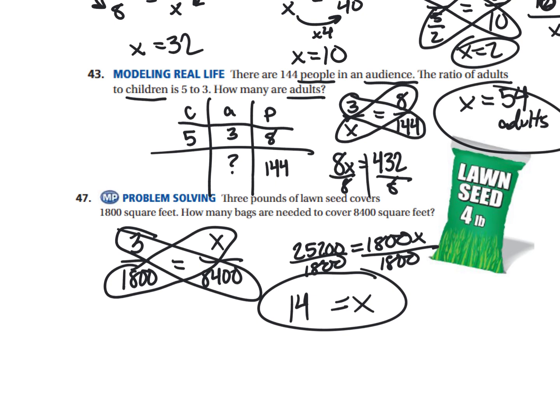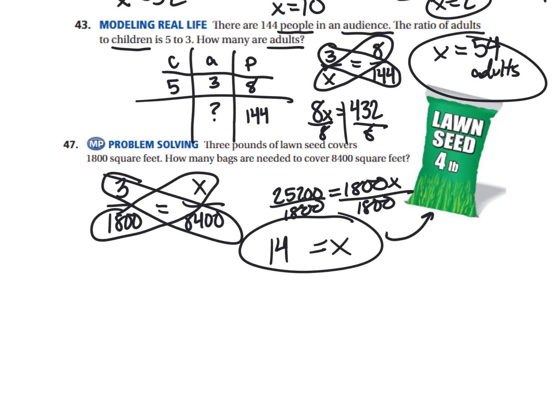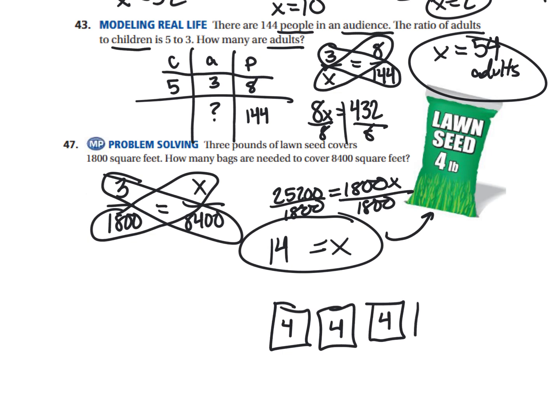pounds of lawn seeds. And while that almost is my answer, there's actually something to do with this picture right here, right? If each bag of lawn seed is 4 pounds, and I need 14 pounds, so how many bags do I need to buy? Well, let's start adding them up. 1 bag would be 4, 2 bags would be 8, 3 bags would be 12, so I'm at a total of 12. I need 14, so I do need to buy another bag. Yes, I would have 16, but I would have some left over. So we would say you need to buy 4 bags of lawn seed.